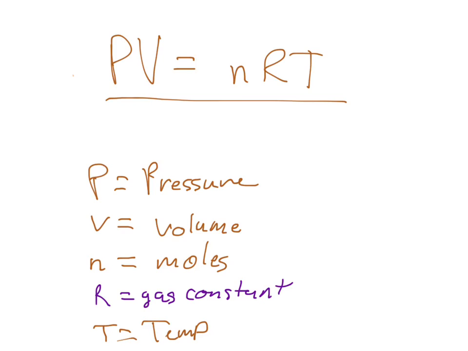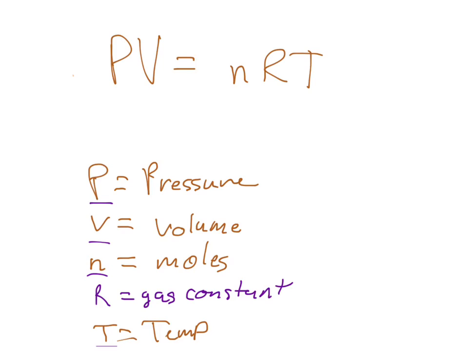Again, this is the ideal gas law equation, and one way in which it's called is PIV-NERT, because if you sound it out, it kind of sounds like that. And again, we can use this equation to calculate a variable if we know the other variables. So let's go through what each one stands for. P is pressure, V is volume, N is moles, T is temperature, and then we have R, which is a gas constant.